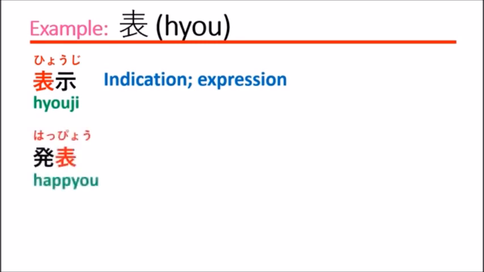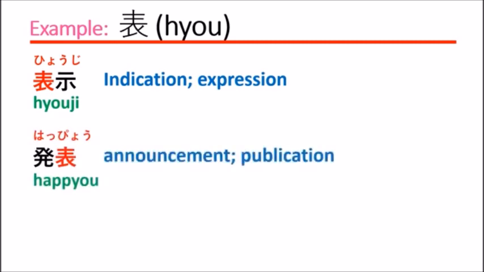Happyo means announcement or publication. Announcement or publication. When you present your graduation research, you can say happyo in Japanese, or if you have a presentation in some place, you can use happyo, which means you are going to present about your contents, about your exam.